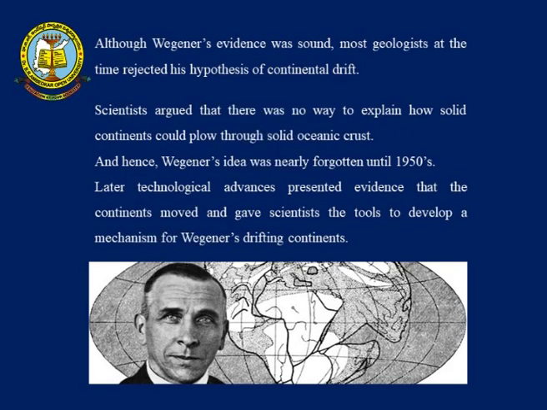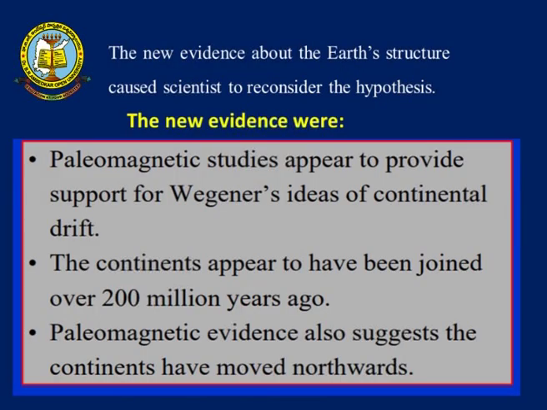Although Wegener's evidence was sound, some of them were not able to accept it until the 1950s. Later on, after 1950, new evidence about earth structure came up, wherein paleomagnetic studies appeared to provide support for Wegener's idea of continental drift. The continents appear to have joined over 200 million years ago, and paleomagnetic evidence also suggests the continents have moved northwards. So, this theory of continental drift was evidenced and supported by plate tectonics.